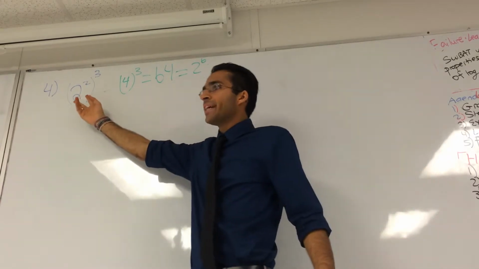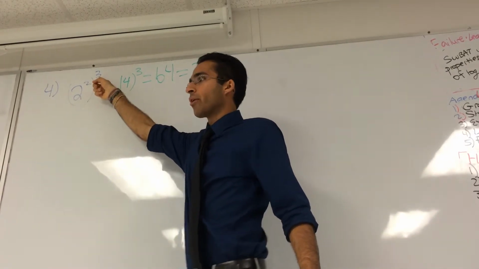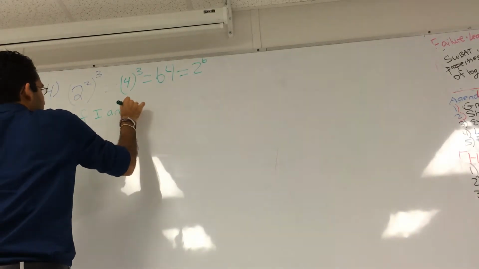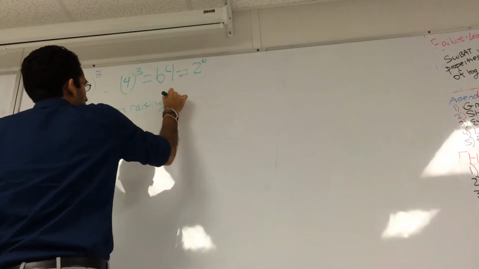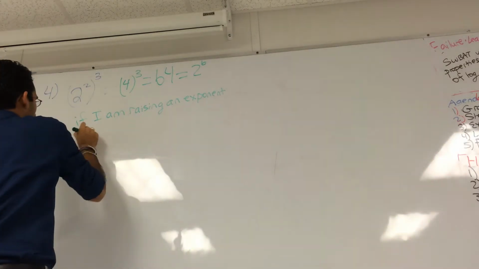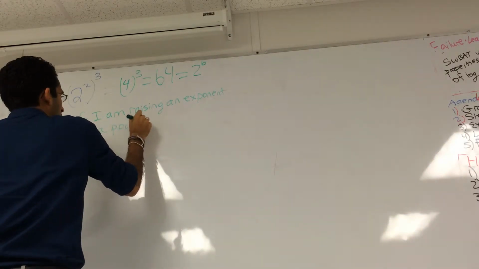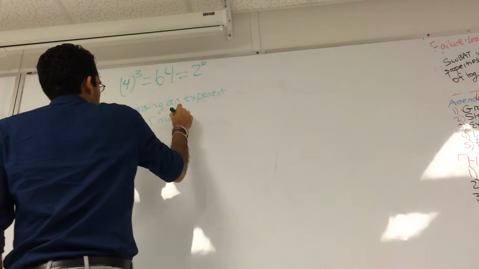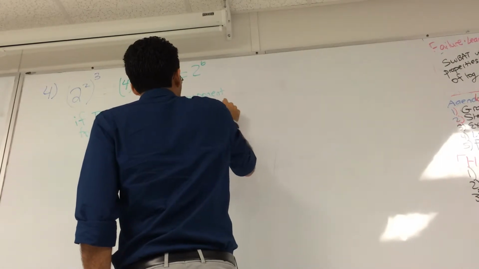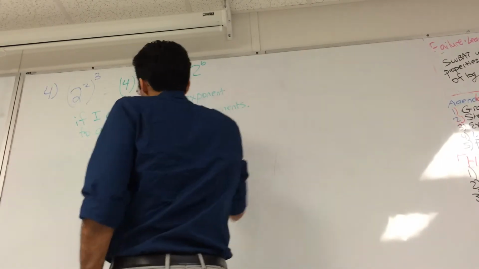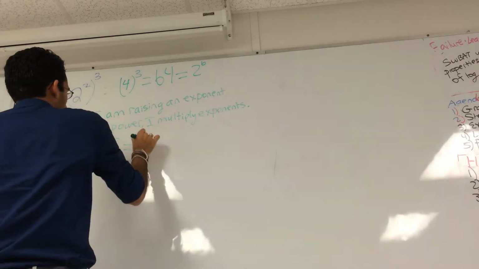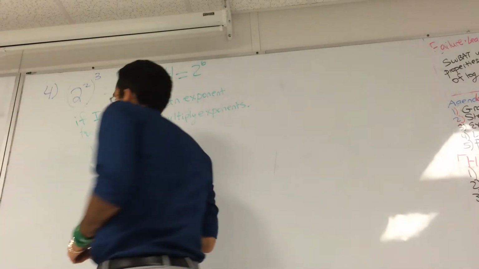Right, if I'm raising an exponent to a power, I multiply the exponent. So if I am raising an exponent to a power, I multiply exponents. So general form, x to the a raised to the b power equals x to the a times b.